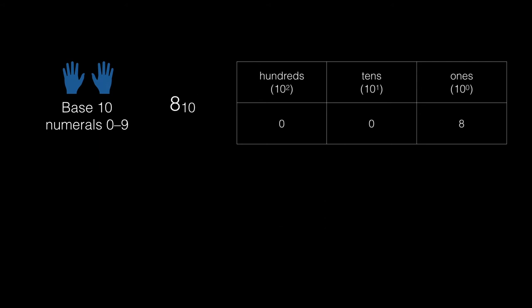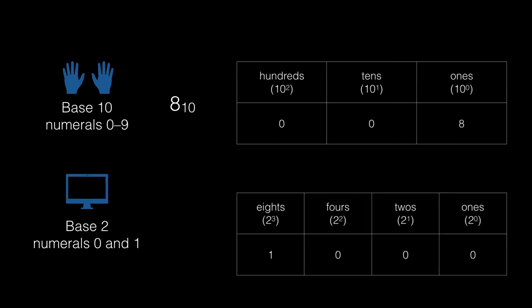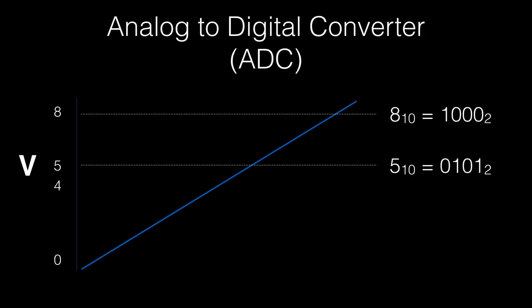So using the example from before, a value of 8 in our familiar base 10 is translated to a value of 1000 in base 2, or binary. We can now present our sensor output to the computer in a language that it understands, as long as we do the conversion. And that conversion, surprisingly, is called an analog to digital converter.